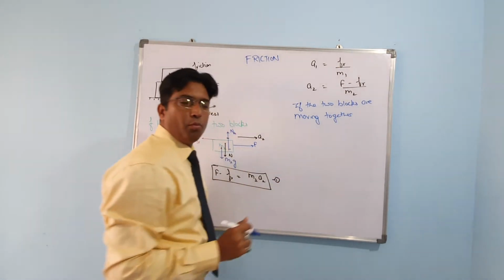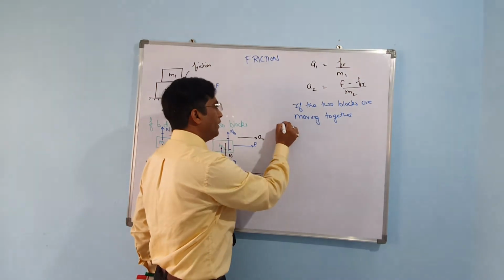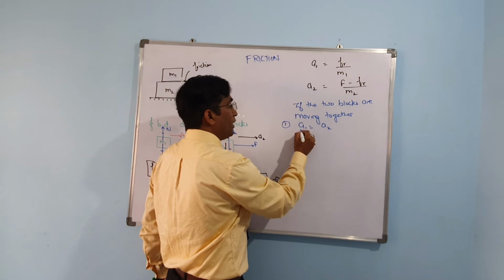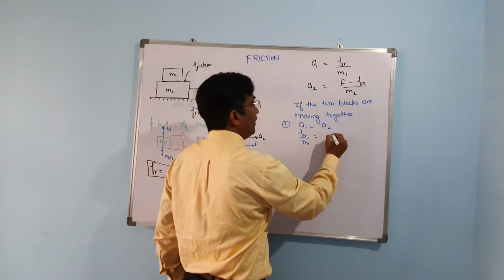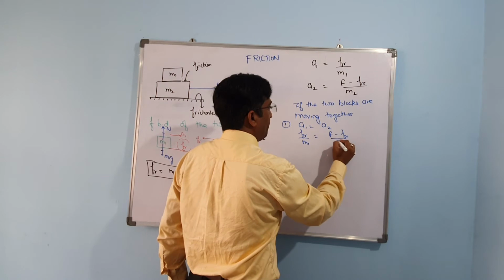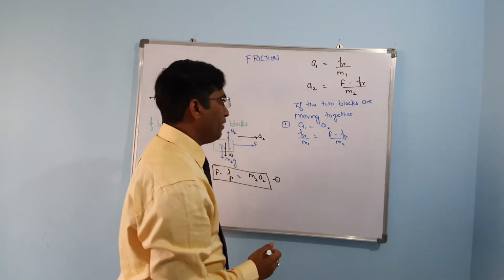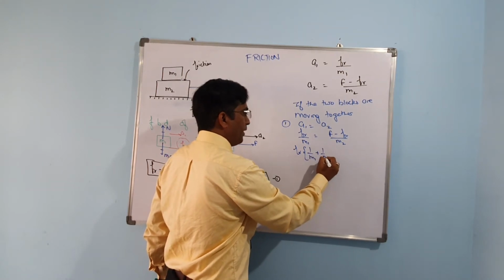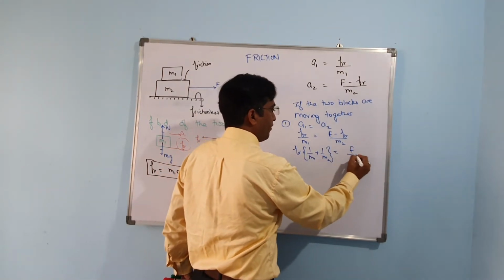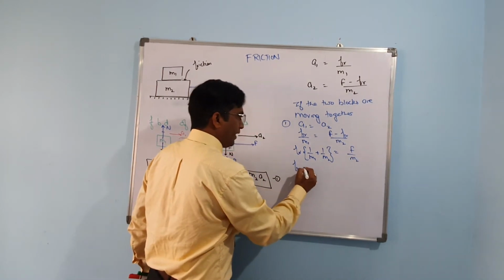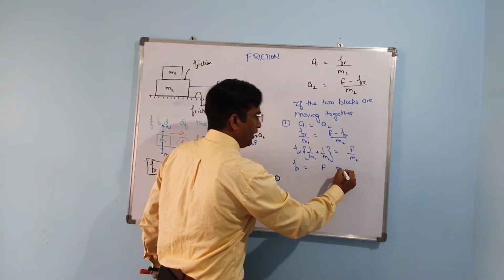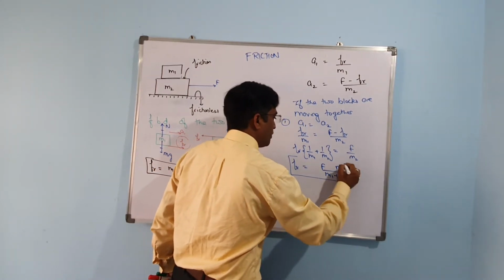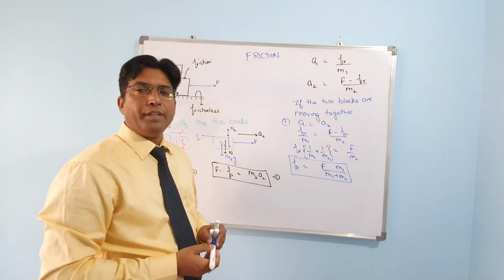if they are moving together, what should be the condition? First one, a1 will be equal to a2. If a1 is equal to a2, what does it mean? Fr by m1 equals F minus Fr by m2. If I simplify it, I'll get Fr times (1 by m1 plus 1 by m2) equal to F by m2, so Fr equal to F m1 upon m1 plus m2. This is the frictional force which will be present between the two blocks.